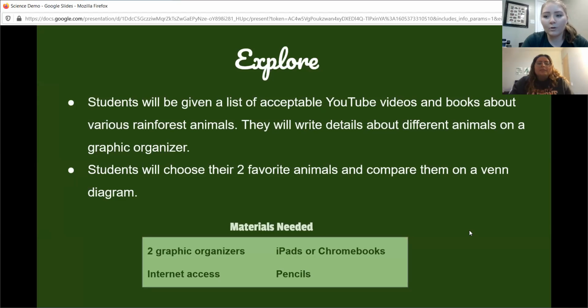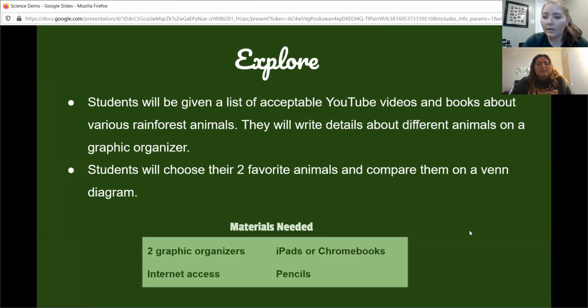So for our explore phase of the lesson, students would have access to a Chromebook or an iPad, and we would give them a list of acceptable YouTube videos and books that they could go through. They would do their research on the different animals, and they would use a graphic organizer to write notes about the animals. Then after they do that, they would have a different graphic organizer where they would choose two of their favorite animals from the first graphic organizer, and they would compare and contrast those animals.